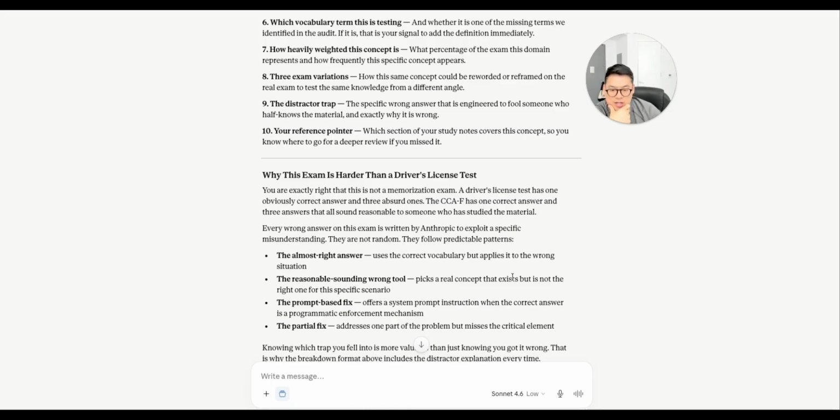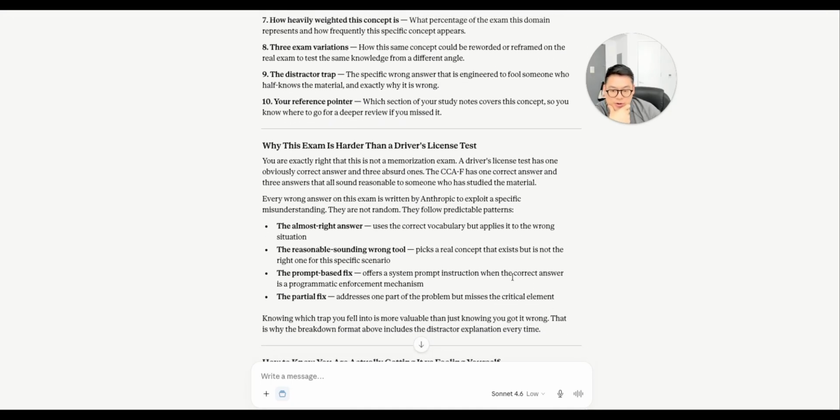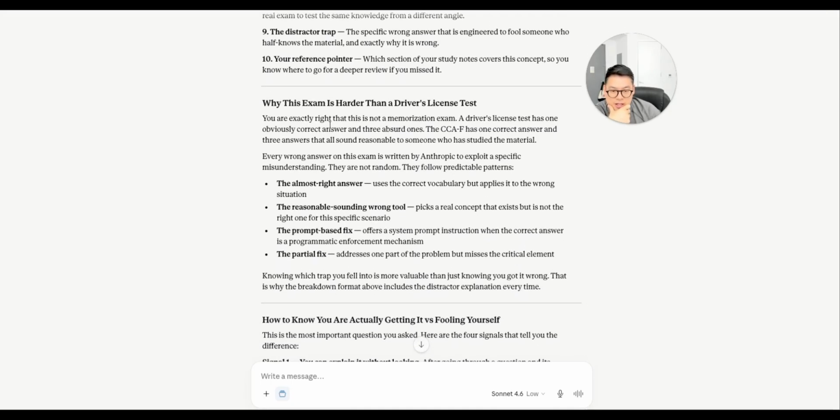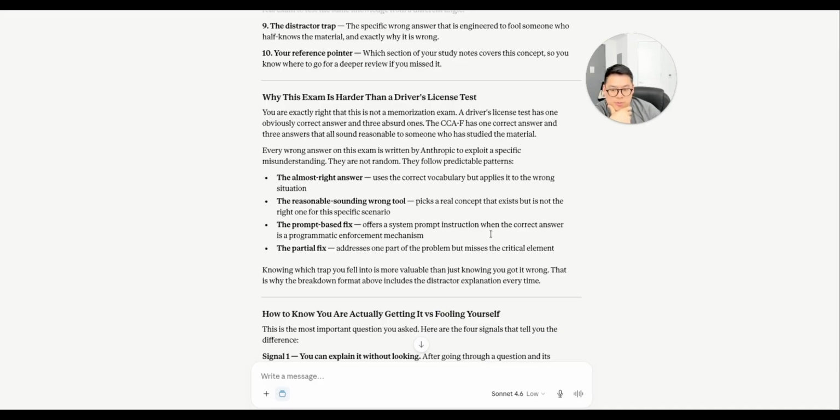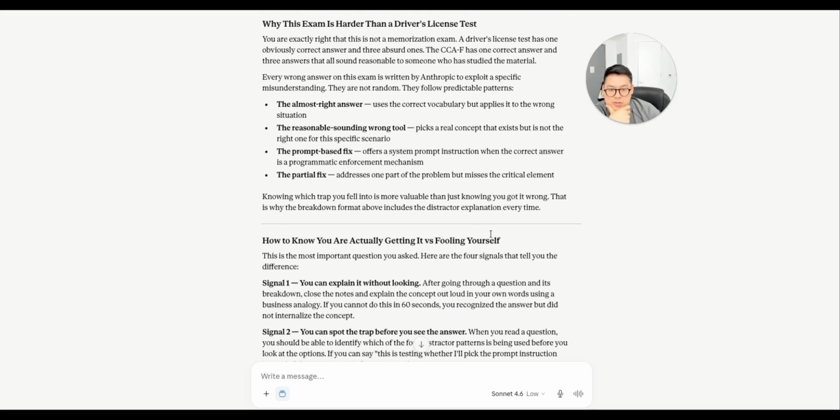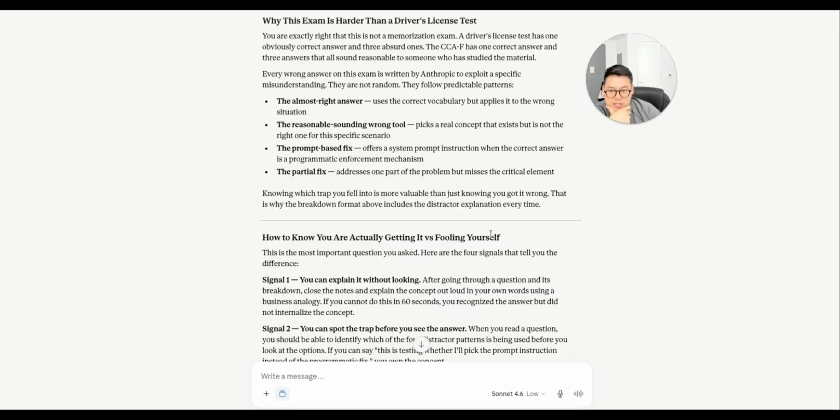You're exactly right. This is not a memorization exam, right? The CCA-F has 1 correct answer and 3 answers that all sound reasonable to somebody who has studied the material. Every wrong answer in this exam is written by Anthropic to exploit a specific misunderstanding. They are not random. They follow predictable patterns. The almost right answer uses the correct vocabulary but applies it to the wrong situation.